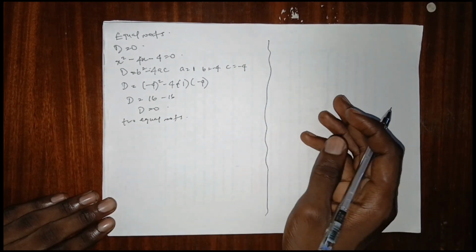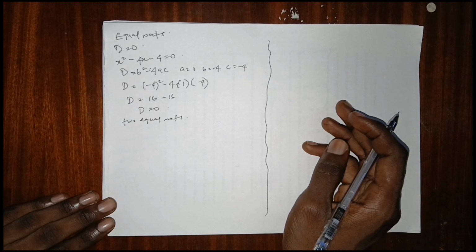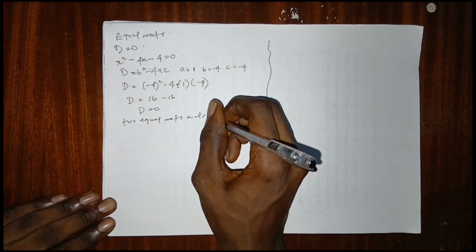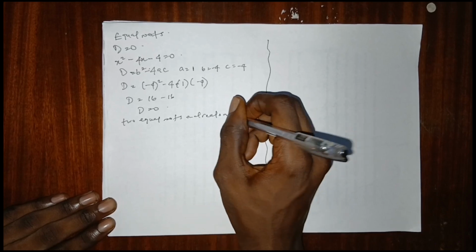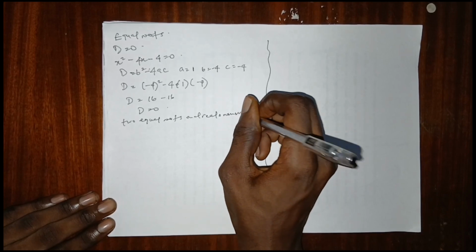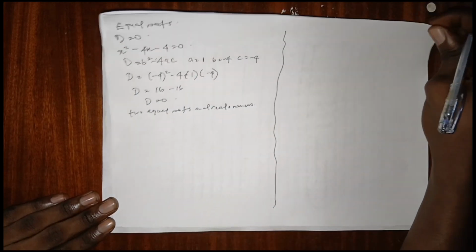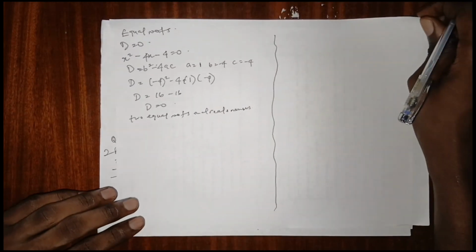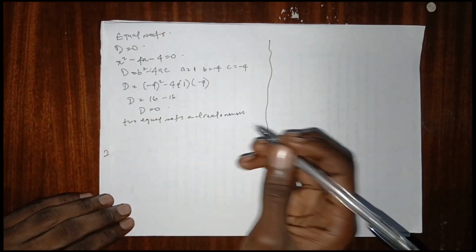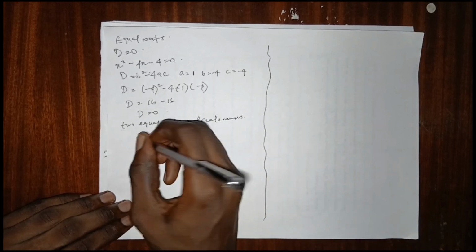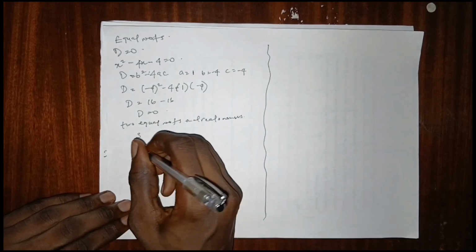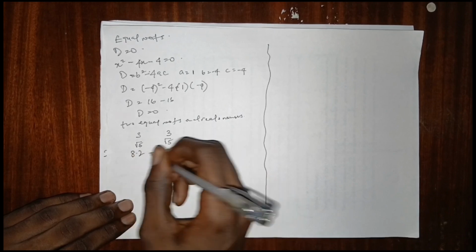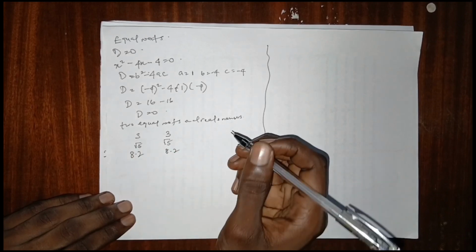So you can say this equation has two equal roots, and they are also real numbers. If you have an answer of 3, you also have an answer of 3; an answer of root 5, you have an answer of root 5; or 8.2, you have an answer of 8.2 here as well.